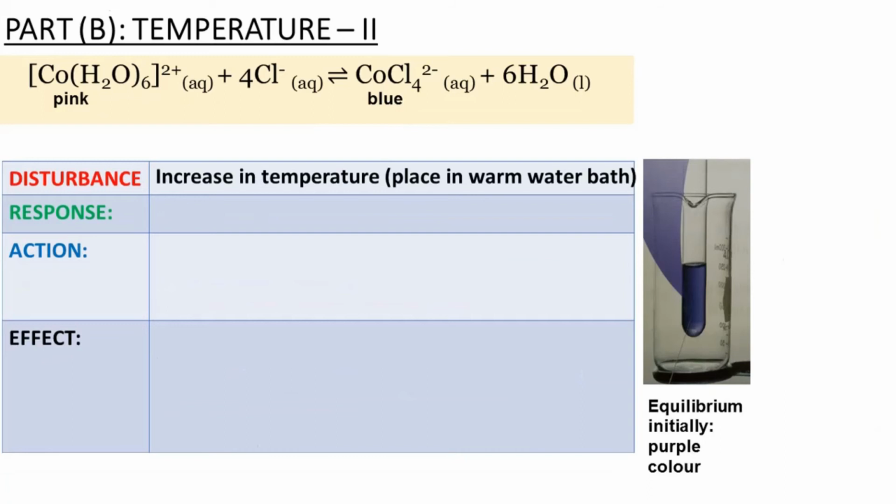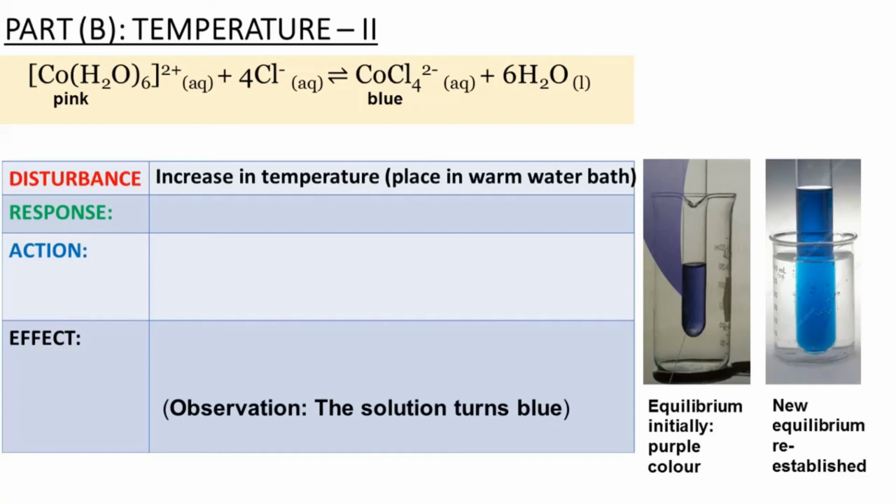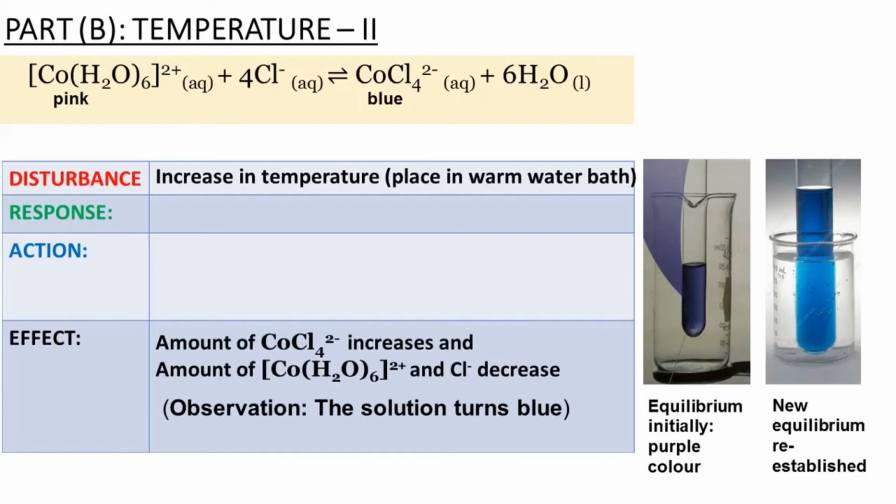When the equilibrium system is placed in the warm water bath, the solution turns blue. This means that more tetrachlorocobalt(II) ion is being produced when the equilibrium system is disturbed by increasing the temperature. As more tetrachlorocobalt(II) ion is being produced, it means that the equilibrium position is shifting to the right.